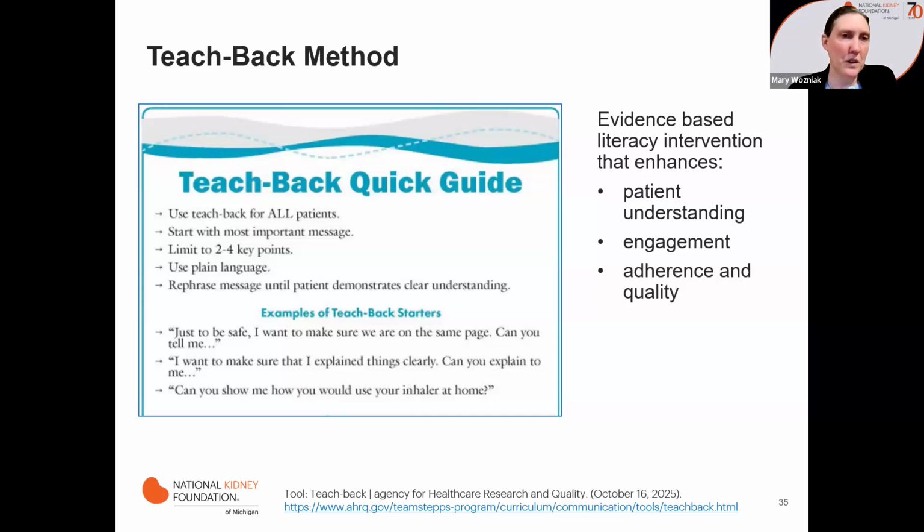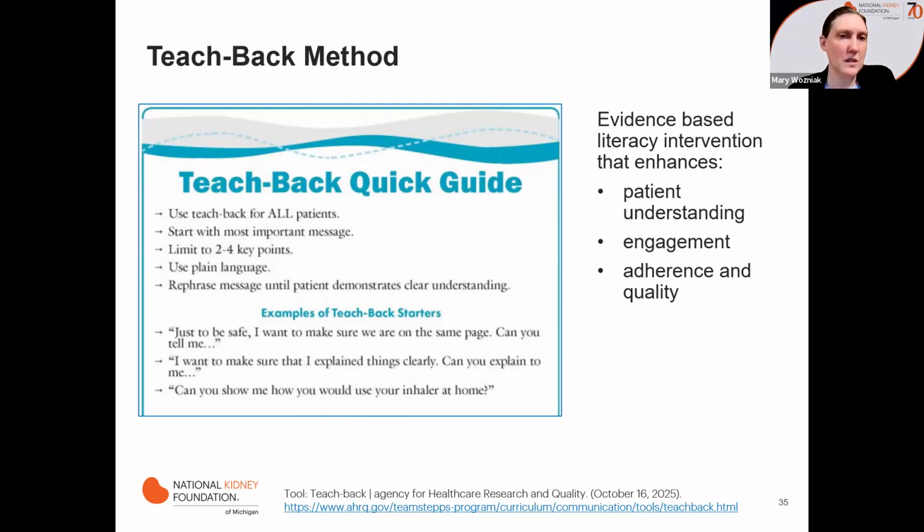And Teachback is one of the great ways to do this. It's an evidence-based intervention that enhances the patient understanding, their engagement, and the likelihood of adhering to the treatment plan. So some examples of Teachback starters are: just to be safe, I want to make sure we're on the same page. Can you tell me how you're going to take your medication?